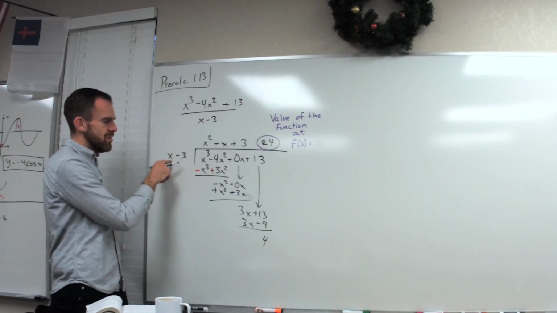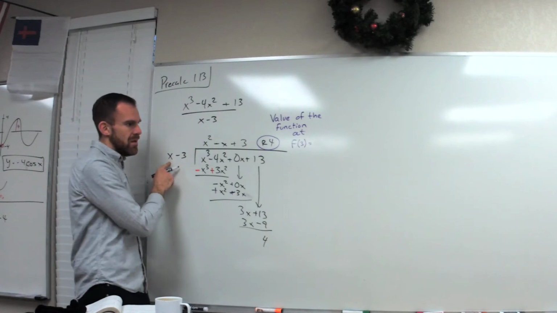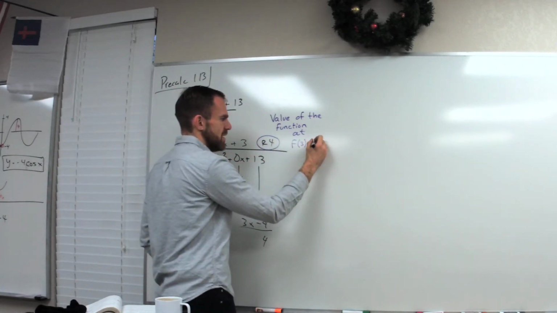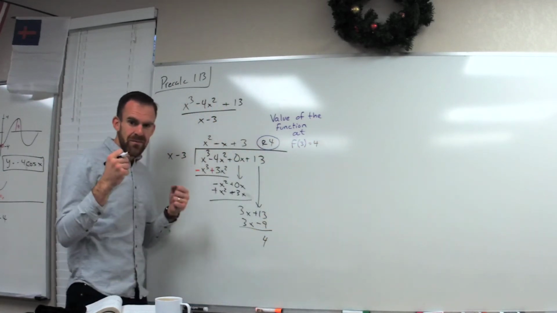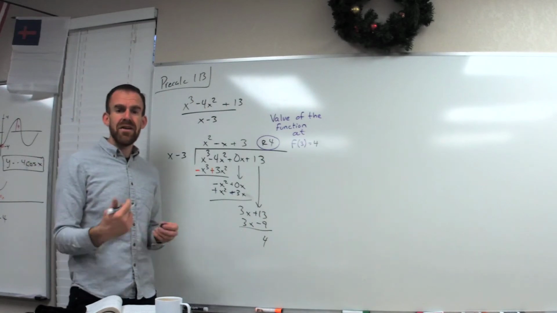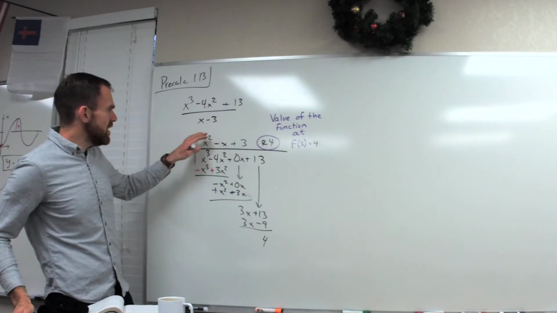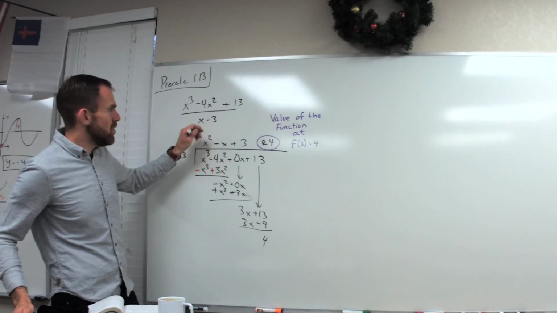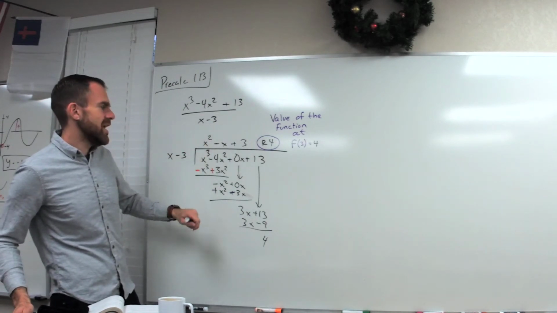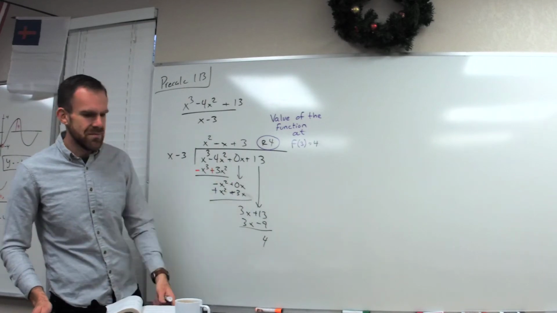3 minus 3 is 0, so x is 3. The value of my function at 3 is 4. Now this should be mind-blowing. How can we divide and figure out the value of the function? Well, it works. Because if you're going to divide a 0 out, yeah, it's kind of a mess. Anyways, you get a 4.